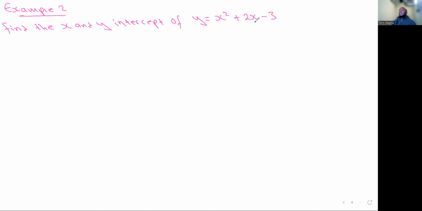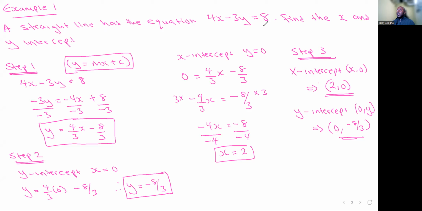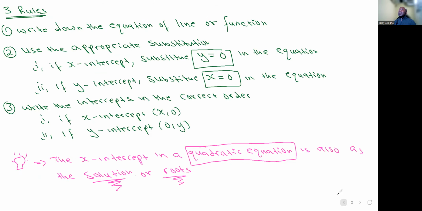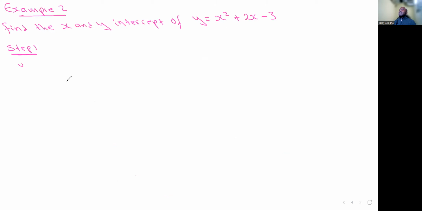You can see in this example, we have a quadratic equation. In the previous example, we had a straight line. I remember I told you a quadratic equation is in the form of ax squared plus bx plus c. So let's quickly move in. Step 1 said that we need to write the equation of the function. Now, if you look at this, you see that it has already been written for us in the right format. So we just write it down and move on to the next one. Is that okay? So we'll go to step 2.